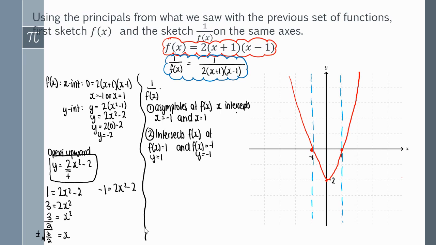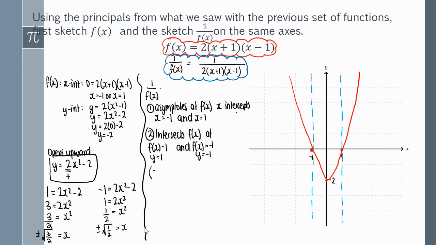For the minus 1, let's again move that negative 2 across by plussing 2. Divide by 2, I'll get x squared equals a half, or x equals plus or minus root half. So that means that these graphs are going to intersect a total of 4 times.